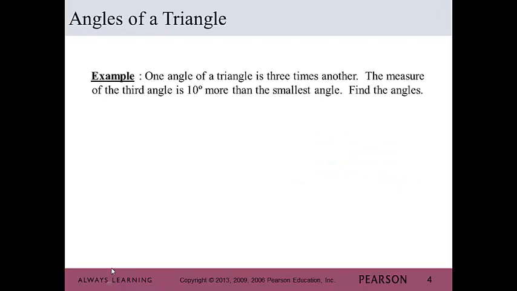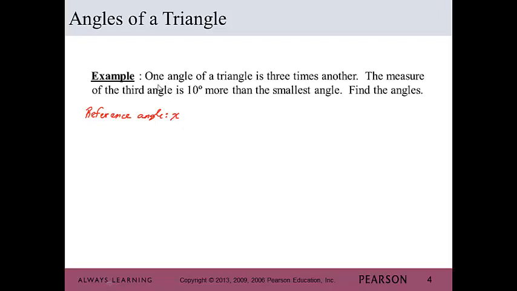So here's the example. It says one angle of a triangle is 3 times another. The measure of the third angle is 10 degrees more than that of the smallest angle. Find the angles. So first thing first, the reference angle will always be x. The other two angles will be written in terms of x, the reference angle.